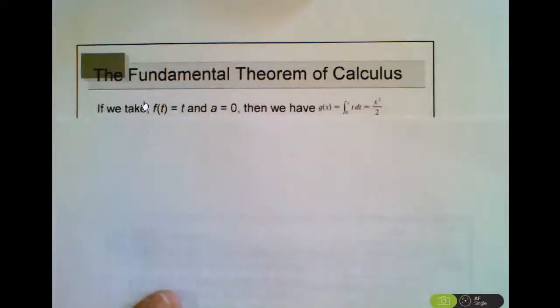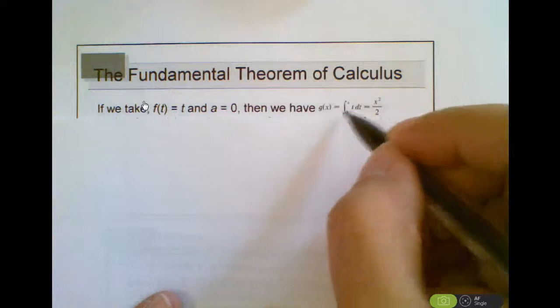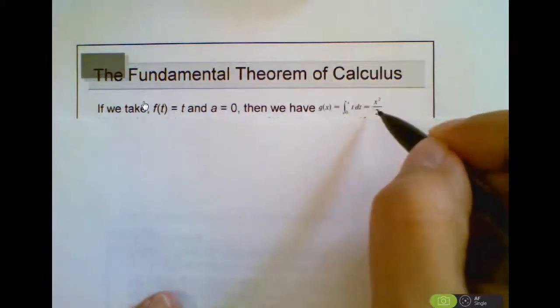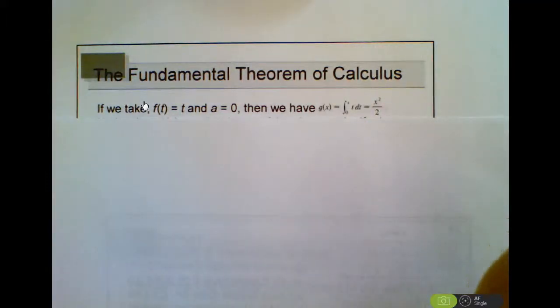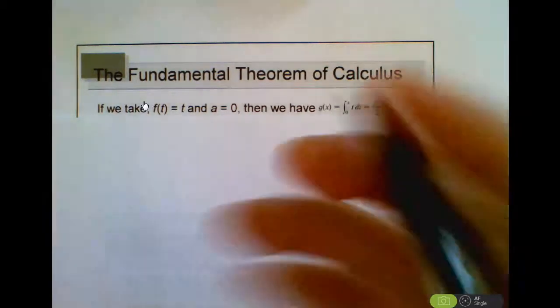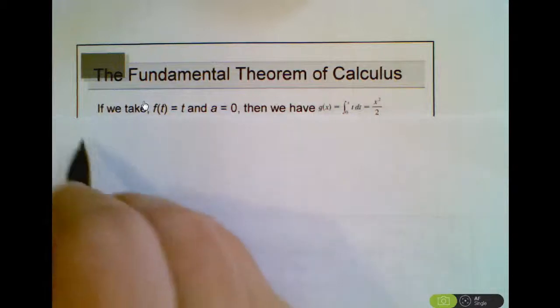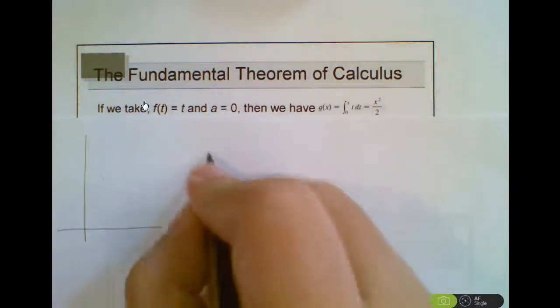Now we need to slow down a little bit about this. It says if we take f of t as t and a equals 0, then we have this integral being worth this. So let's slow down a little bit. We don't know where this formula came from, so it is just related to a problem that we had in section 5.2, but I don't think it was assigned. So let's just retrace our steps a little bit.